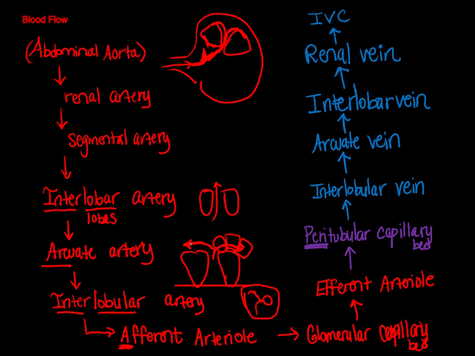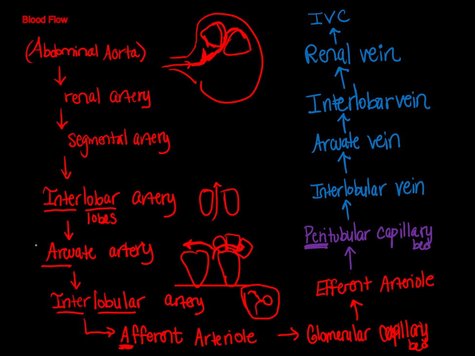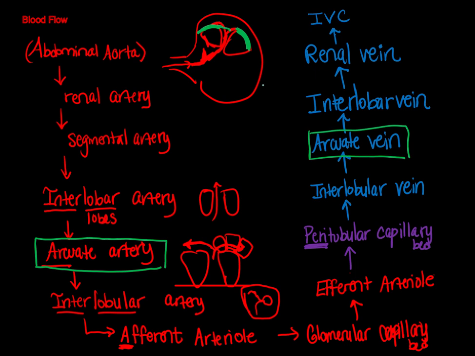Okay, so this blood flow is incredibly important as we look at what's going on in the kidney. And one thing that's very important to point out is you can use your arcuate artery and your arcuate vein as sort of like the border that's going to divide your renal medulla from your renal cortex. Okay.